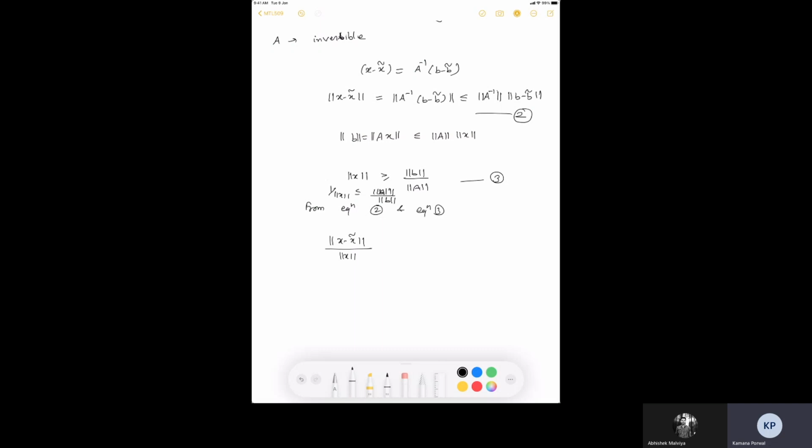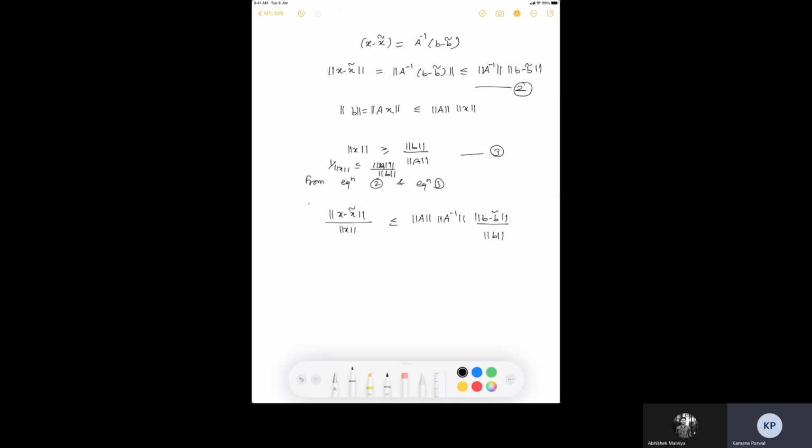So combining these two estimates, we get that this factor is less than or equal to norm of A into norm of A inverse into norm of b minus b tilde divided by norm of b. So this is what we wanted to prove.